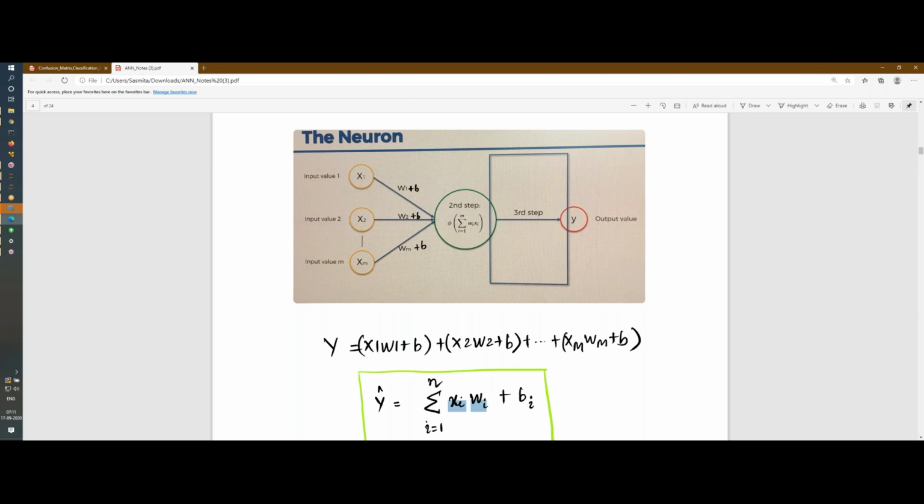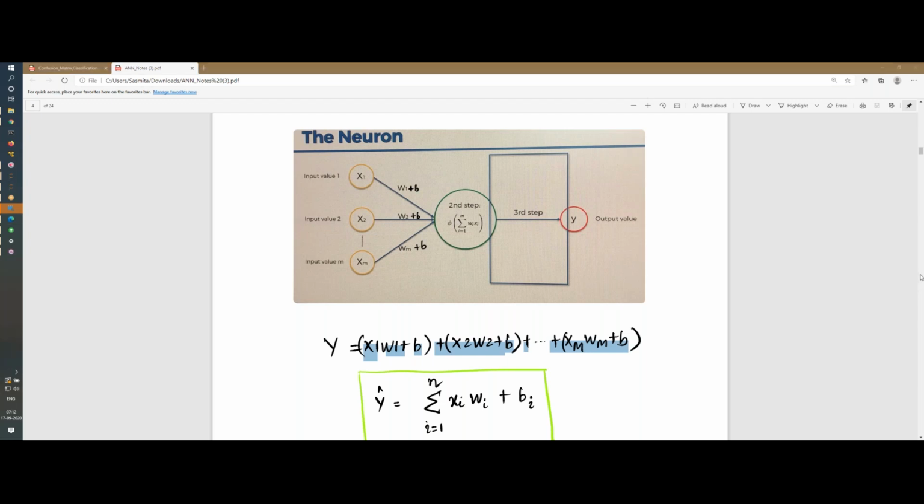I equals 1 to n means, so this equation I am generalizing. This above equation I am generalizing, right? So I equals 1 means x1 w1 plus b1. I equals 2 means second column x2 w2 b2. I equals 3 means x3 w3 b3 and so on. Is it clear, got it, Sunil? Thank you.